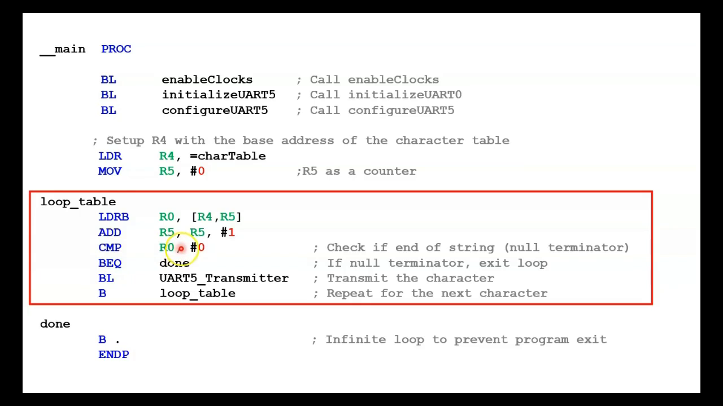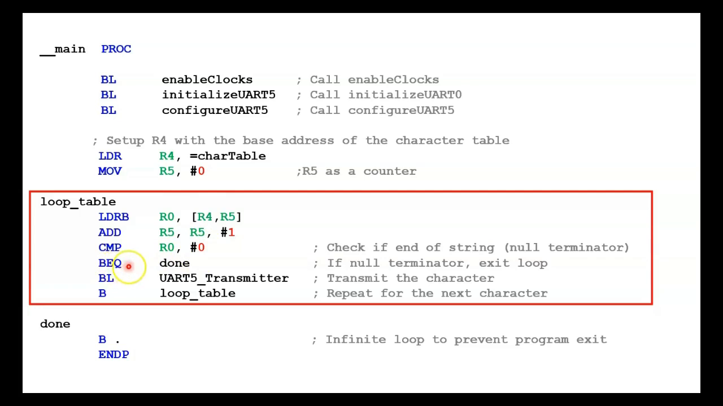So CMP R0, #0. The contents of R0 is compared with this decimal 0. Basically, this is to check for the null terminator that marks the end of the character string. Remember the hello world string? There is a 0 at the end of the string. That 0 is known as the null terminator. So this instruction would check for the null terminator.